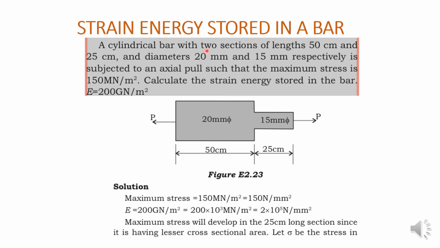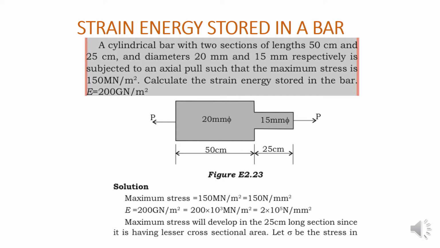A cylindrical bar with two sections of length 50 centimeter and 25 centimeter and diameters 20 mm and 15 mm respectively is subjected to an axial pull such that the maximum stress is 150 meganewton per meter square. Calculate the strain energy stored in the bar, where E equal to 200 giganewton per meter square. So here you can see the question has two sections of different diameters, that is 20 mm and 15 mm. It is given in the question, as a clue, that the maximum stress is 150 meganewton per meter square.